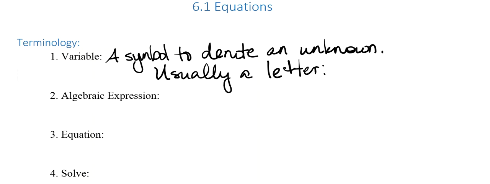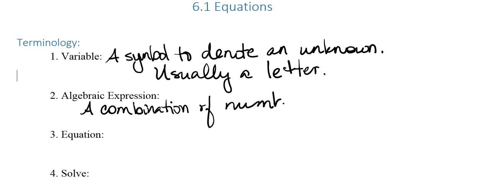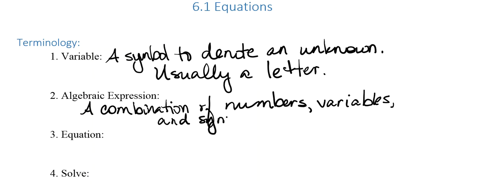An algebraic expression is just a combination of numbers, variables, and symbols. Now when we talk about the symbols, the idea here is that we could have some pluses and minuses, some division, some multiplication as well.